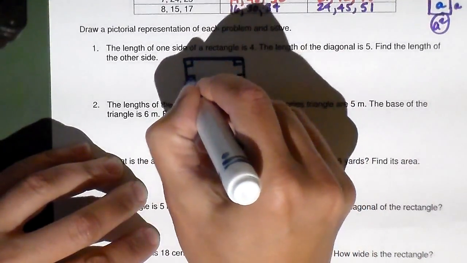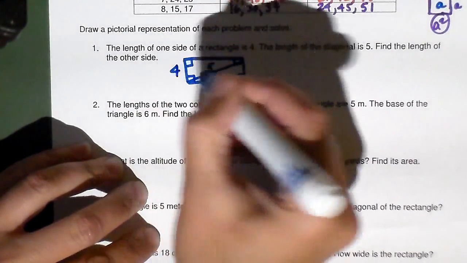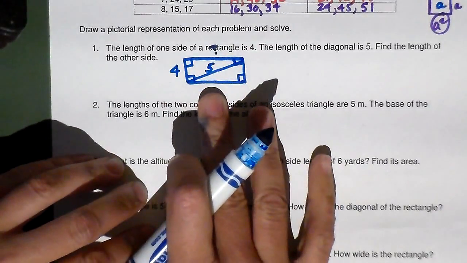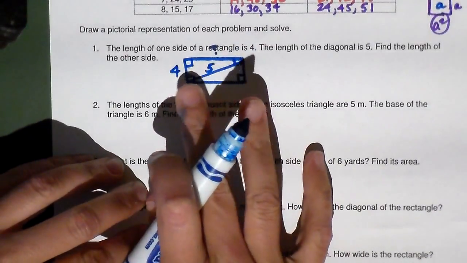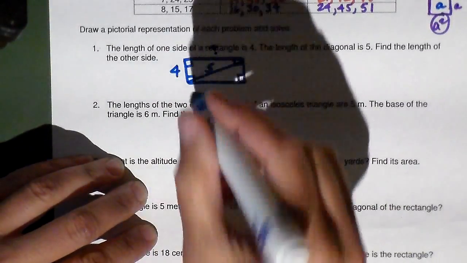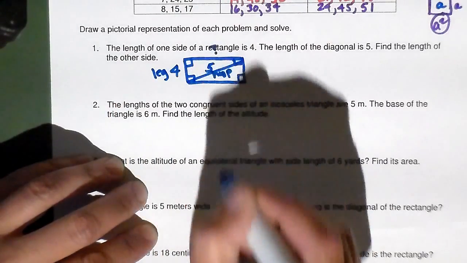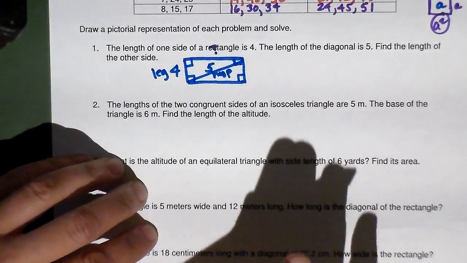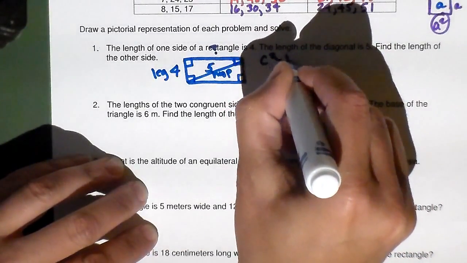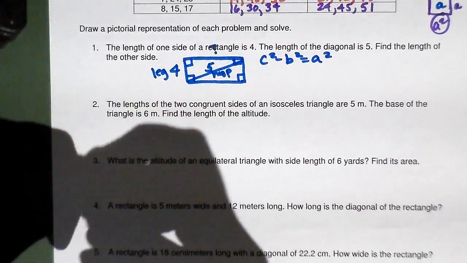The diagonal is 5, and one side is 4, and we want to find the other side. Well, this is the Pythagorean Theorem. I've got a right triangle, and I have 2 of the dimensions, the 2 sides, and I want to find a third. Now, I'm given the hypotenuse and one of the legs. So instead of a squared plus b squared equals c squared, I'm going to subtract. C squared minus b squared equals a squared. When you're given the hypotenuse and one of the legs, you subtract.